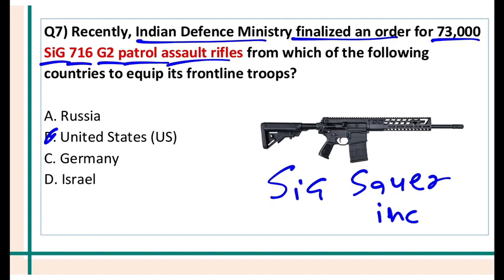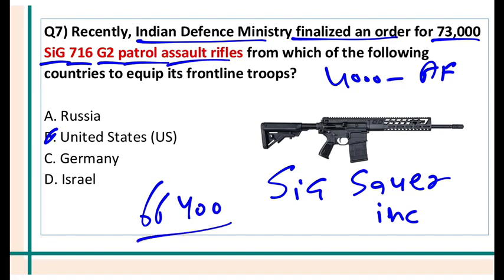These rifles will be given to the Army, Navy and Air Force. 4,000 of these will be given to the Air Force. The Army will get the bulk of it: 66,400 will be given to the Army, and the remaining 2,000 will be given to the Indian Navy. It will be very useful for those soldiers who are deployed along the borders with China and Pakistan. They have very superior performance. They are much better than the AK-47 and INSAS rifles, which we are already using.